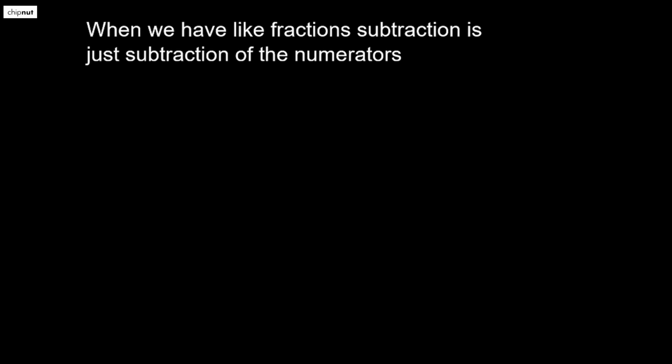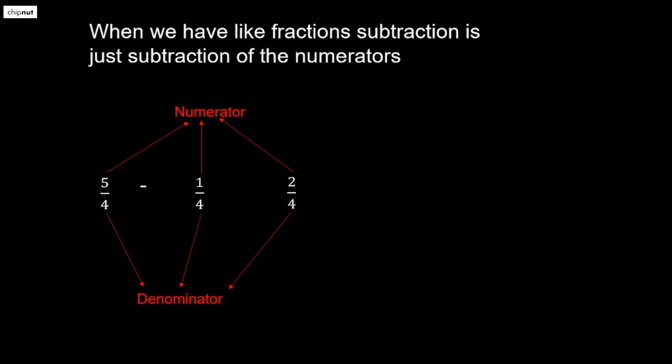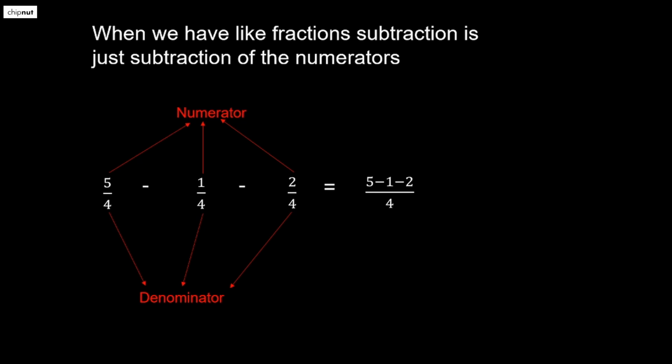Subtraction of like fractions. Like in addition, subtraction is just subtraction of the numerators. So if we have 5 by 4, 1 by 4 and 2 by 4 and we need to subtract them, the answer is 5 minus 1 minus 2 divided by 4, which gives us 2 by 4.